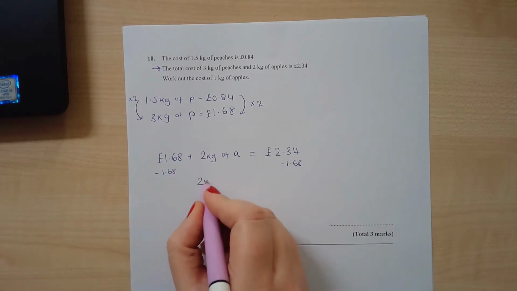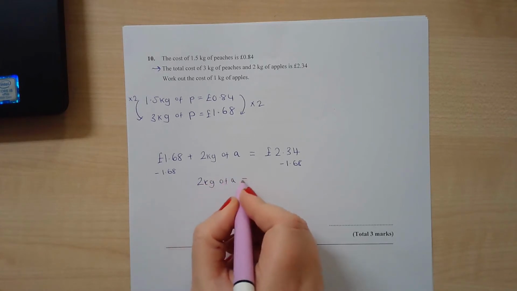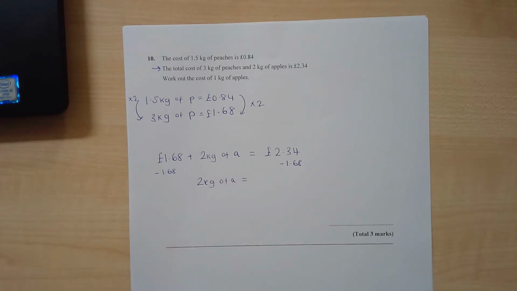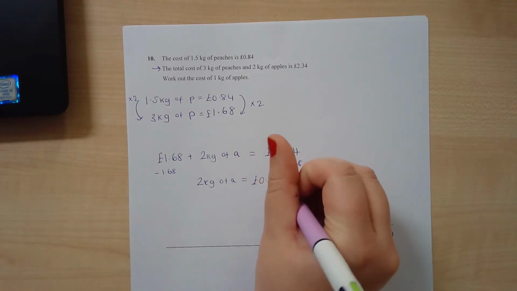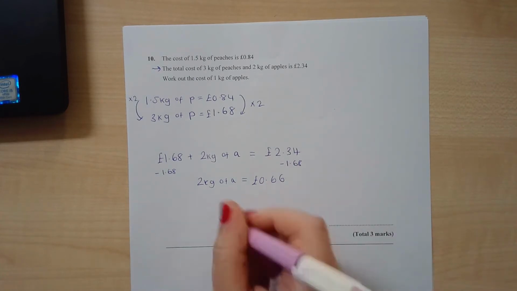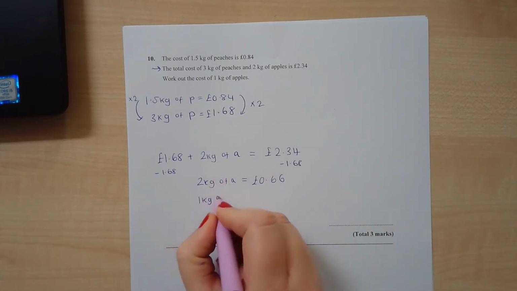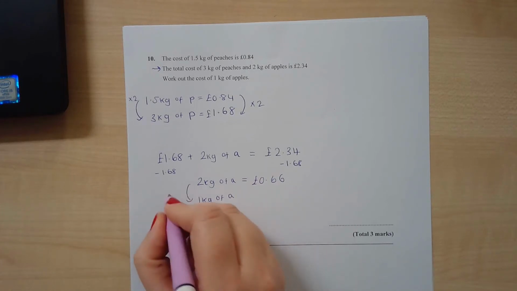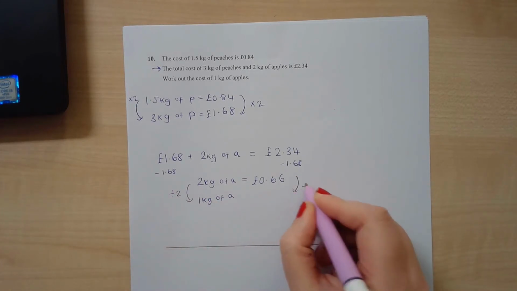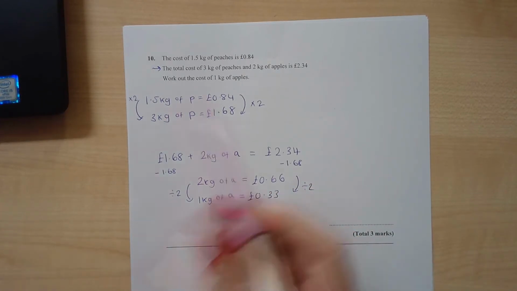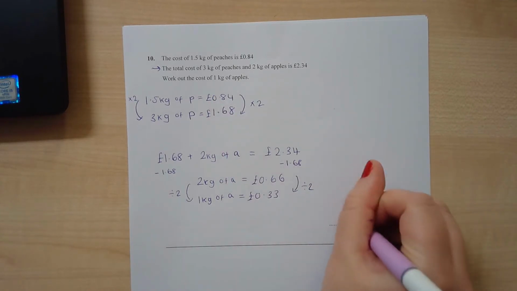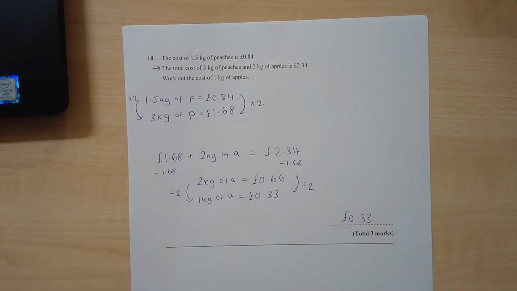which gives me 2 kilograms of A equals, it's calculator paper, so you can use a calculator, 66p. So 1 kilogram of apples, divide each side by 2, would give me 33p. And I've answered the question. So the answer is 33p.